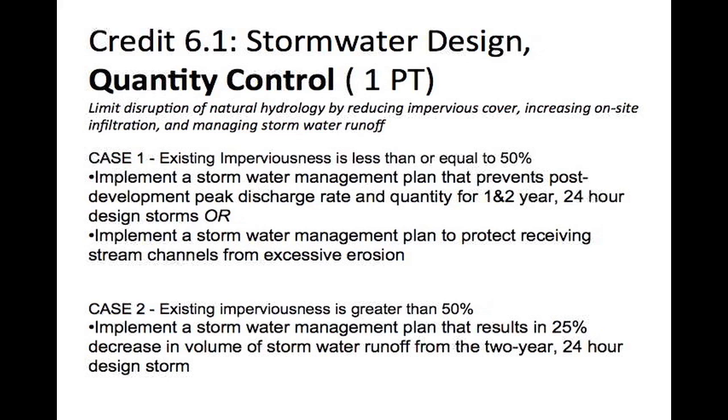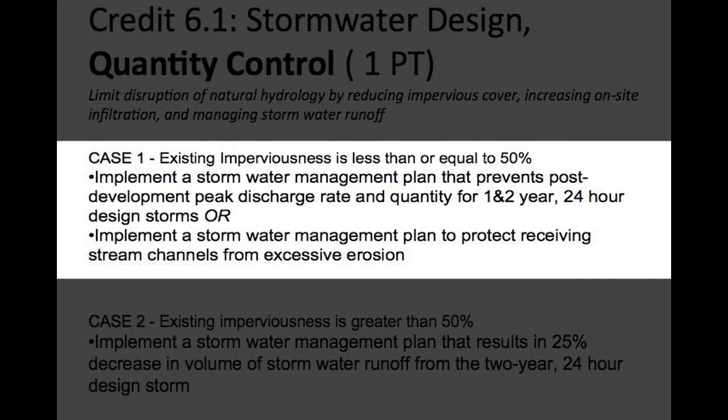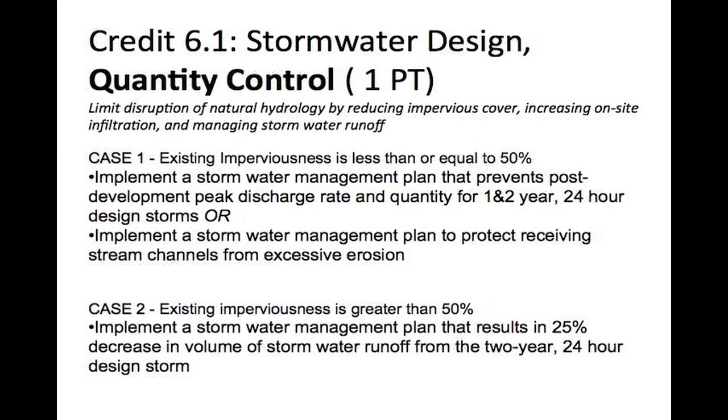The correct scenario for each project depends on how much existing impervious material is on the site. If the existing imperviousness is less than or equal to 50%, the project must implement a stormwater management plan that prevents post-development peak discharge rate and quantity for 1 and 2 year 24-hour storms. Or, the project must implement a stormwater management plan to protect receiving stream channels from excessive erosion.